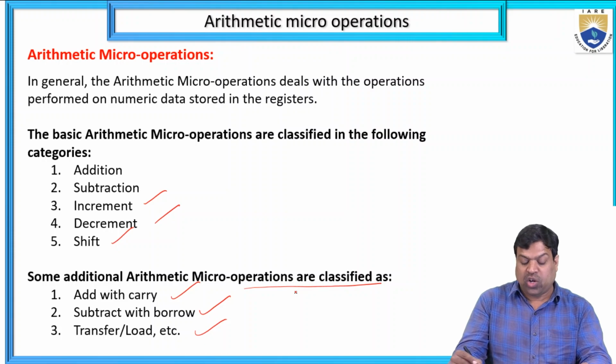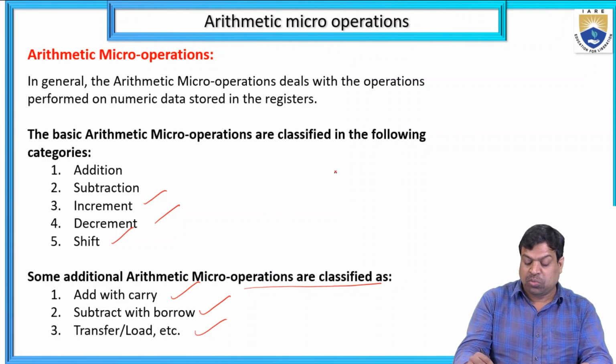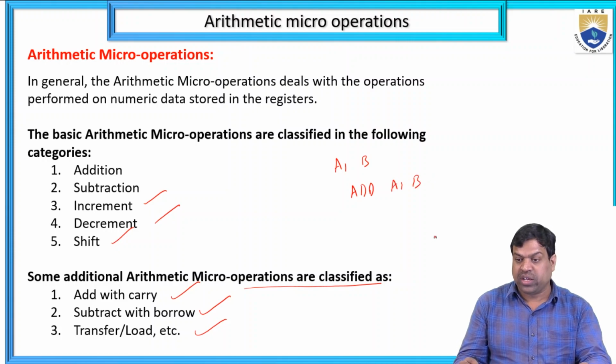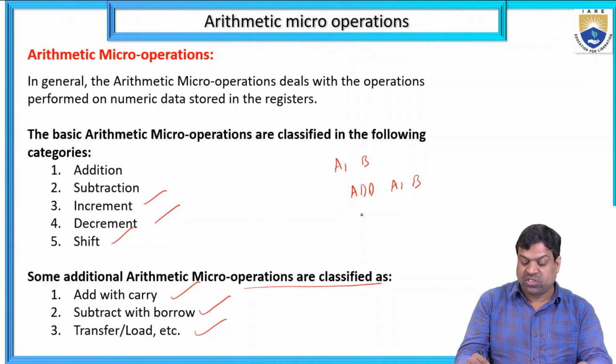Among arithmetic operations, I'm taking addition, the addition of two numbers. Suppose I have to add A comma B. Is it possible? Yes, it is possible. I am taking the instruction as ADD A, B. And subtraction, the instruction is SUB A, B. Multiplication is MUL A, B. Division is DIV A, B, like this.